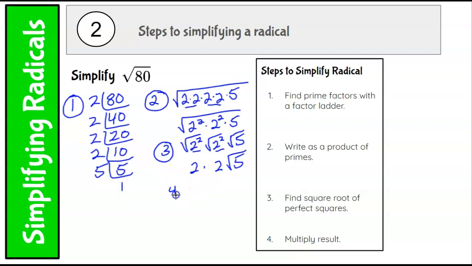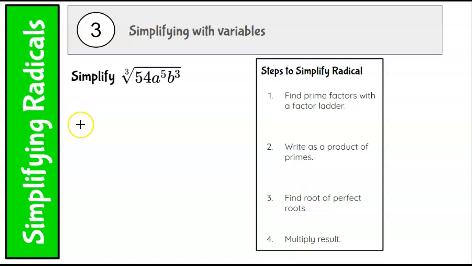So step 4: 2 times 2 is 4, times the square root of 5. And it's simplified because underneath the radical, I have no more perfect square factors. 5, the only factors are 5 and itself. And none of the factors are perfect squares. So this is simplified.